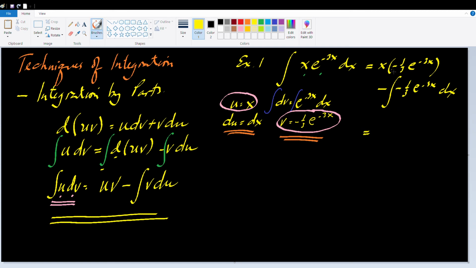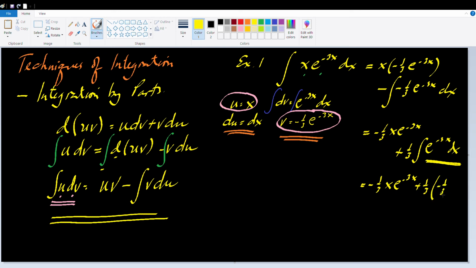Continuing, x times negative 1/3 e to the negative 3x is negative 1/3 x e to the minus 3x. Then negative times negative 1/3 is positive 1/3 integral of e to the negative 3x dx. So there's still one integral to evaluate. Negative 1/3 x e to the minus 3x plus 1/3, and the integral of e to the negative 3x dx is negative 1/3 e to the negative 3x plus c.